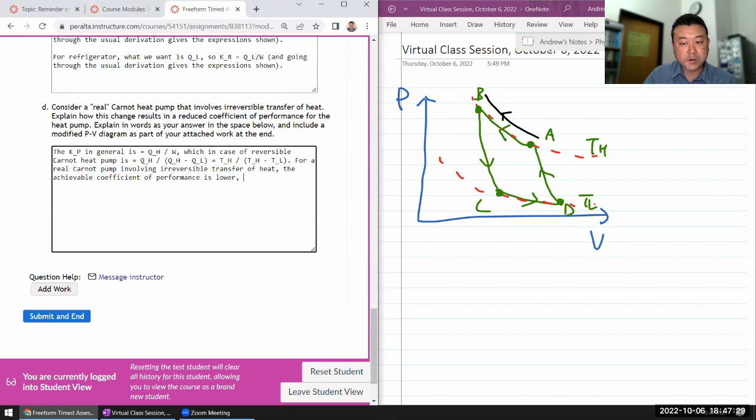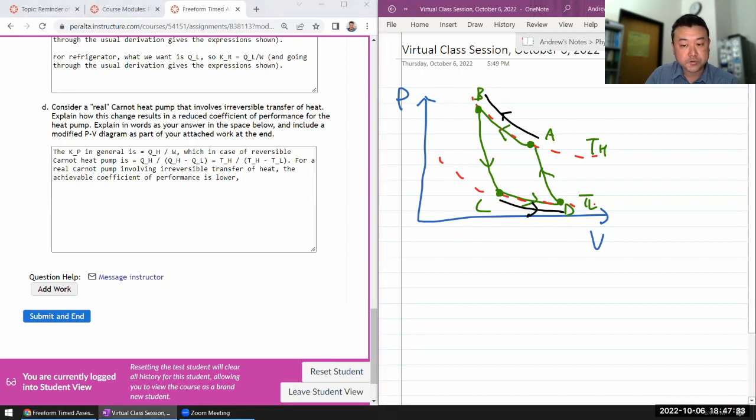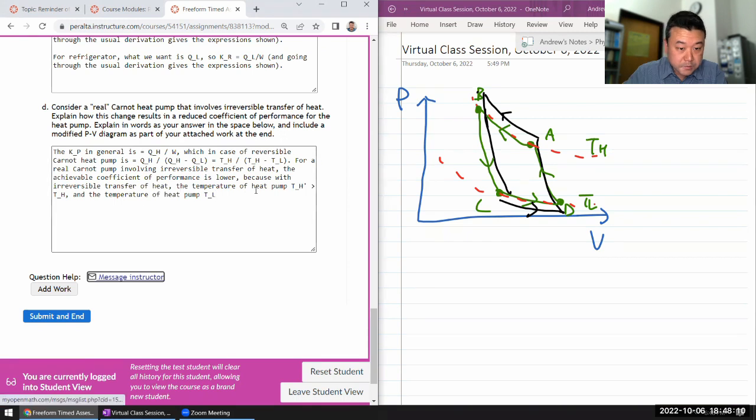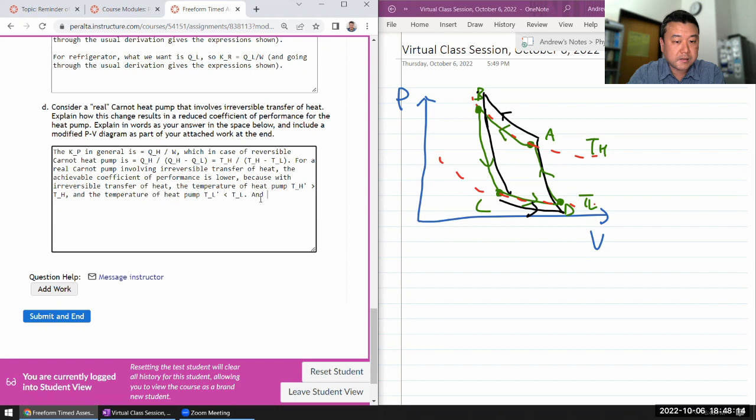And on the other side, while the heat pump is doing work on the system, on this part, the heat is entering the pump. So the temperature here has to be lower. So with the irreversible processes, what you are forced to do, because with the irreversible transfer of heat, the temperature of heat pump TH prime is greater than TH, and the temperature of heat pump TL prime is lower than TL. And with these inequalities accounted for, the real coefficient of performance is less than the ideal coefficient of performance.